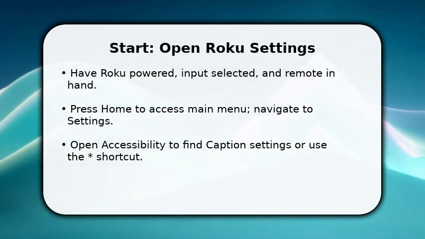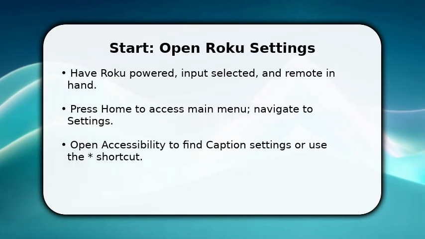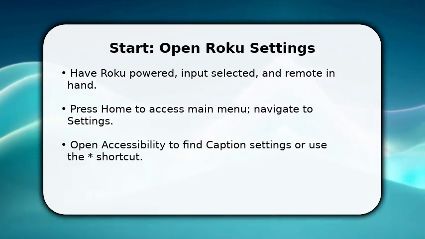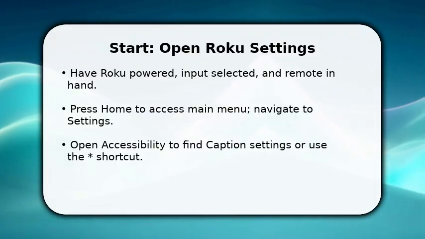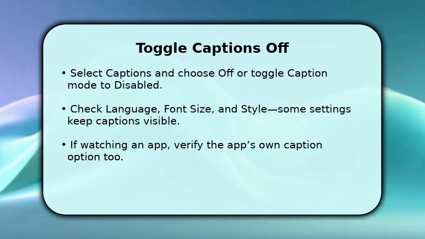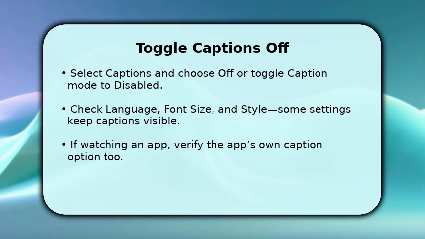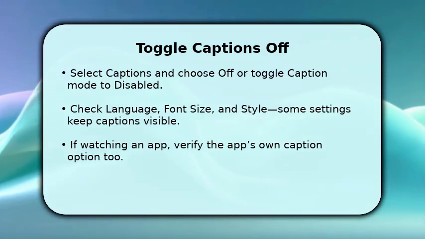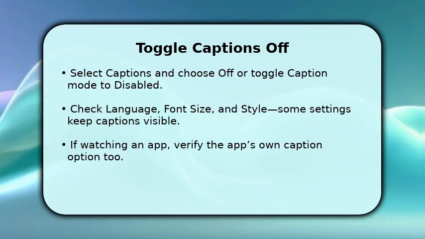If your remote has a star, asterisk, button, you can press it during playback to open caption options immediately. This saves time. Make sure the TV input is correct before proceeding, so you can see changes live. Once in Accessibility, select Captions and set the caption mode to off or disabled. This turns off system-level closed captions.